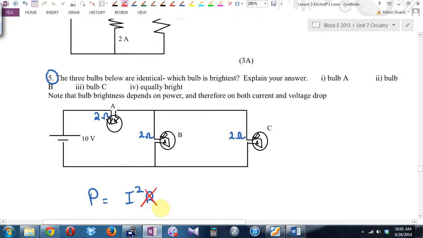What will affect the brightness? Which of those bulbs, A, B, or C, has the most current flowing through it? A. Why? This has I total, and then, in fact, I can even tell you, because the resistors are identical, it's going to be split up 50-50. Got to be A. Got to be A.